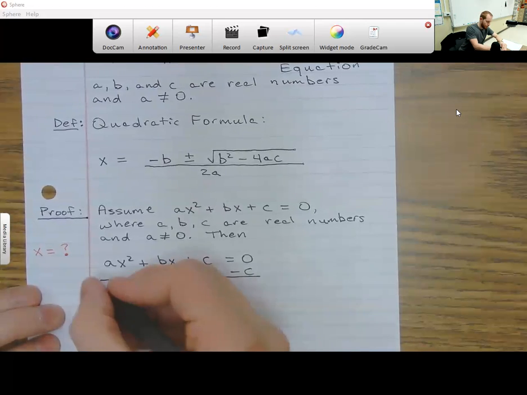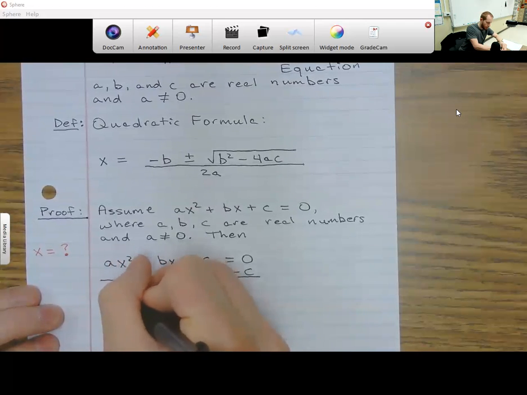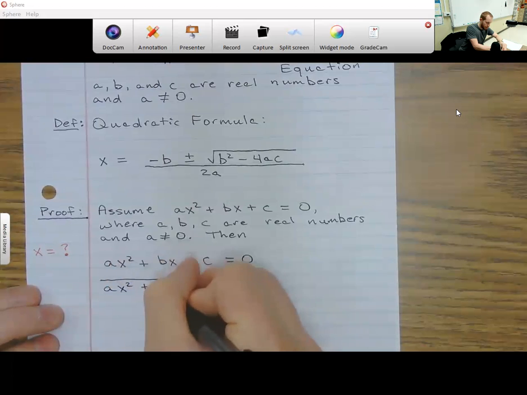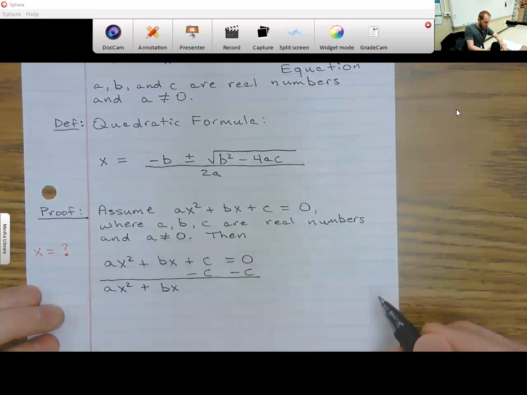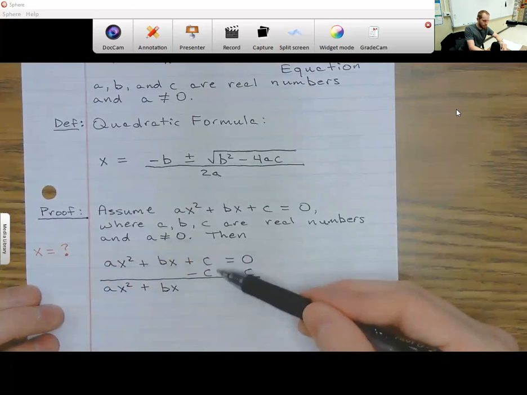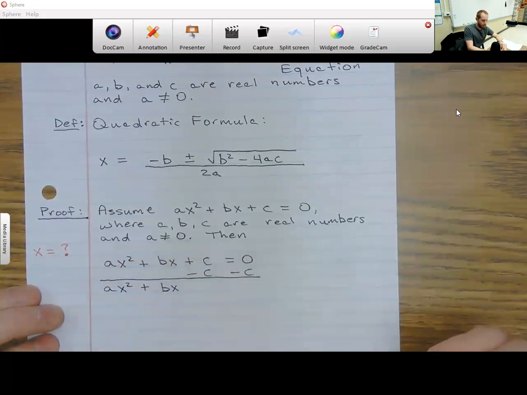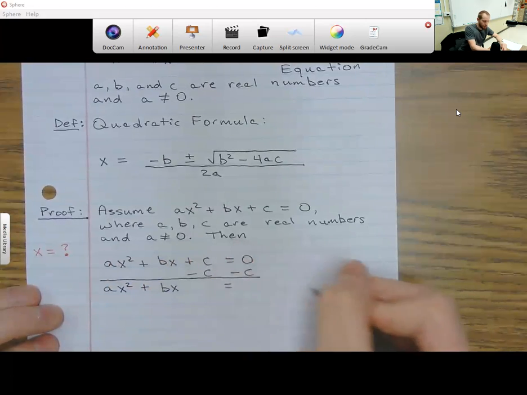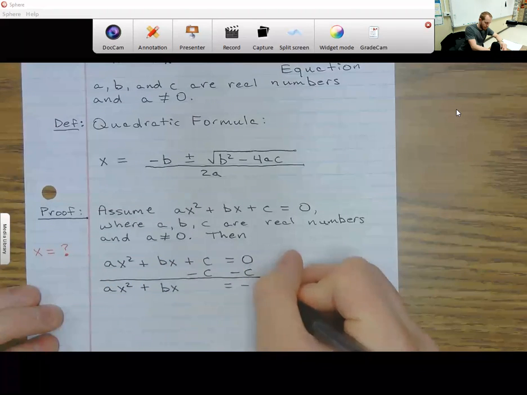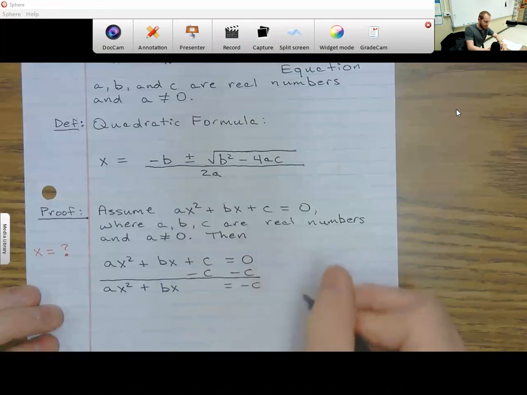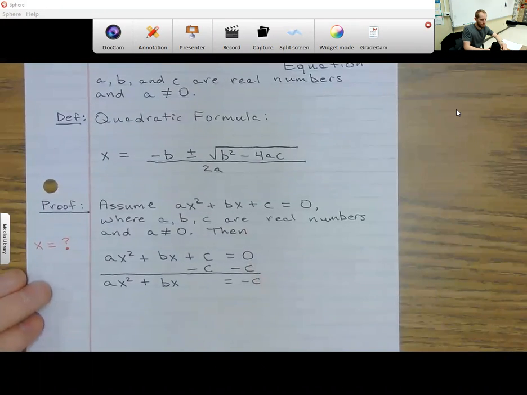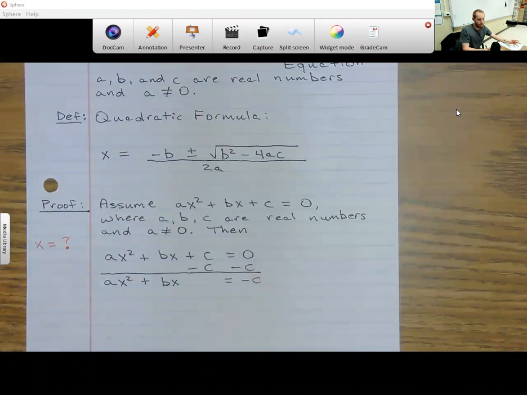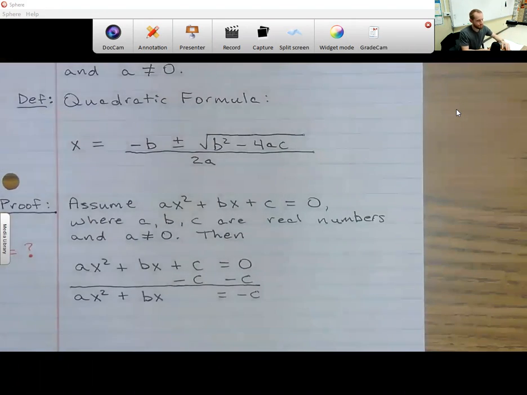That's going to give us ax squared plus bx, and then the c minus c, they're going to cancel each other out. And then on the other side of the equal sign, I'm going to have negative c, because 0 minus c is going to give me negative c. So far, so good. All I've done so far is subtract c from both sides. And I'll zoom in a little bit.